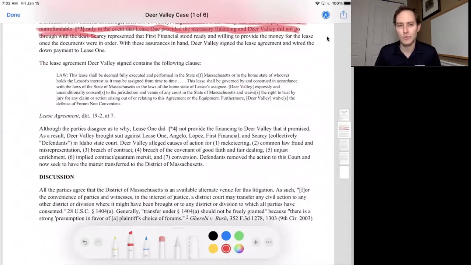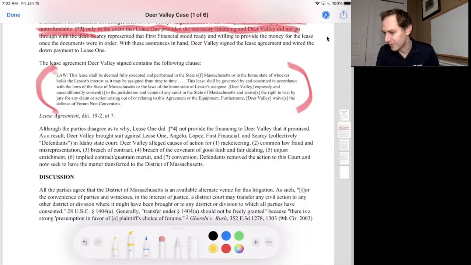And now we've got the actual terms of the agreement itself. The court doesn't just attach the contract to the opinion. They'll say, here are the important parts. And that's what this is. You probably picked out a lot of these important things, but this lease shall be deemed fully executed and performed in the state of Massachusetts. And this lease shall be governed by and construed in accordance with the laws of the state of Massachusetts. Good. And this is what is interesting.